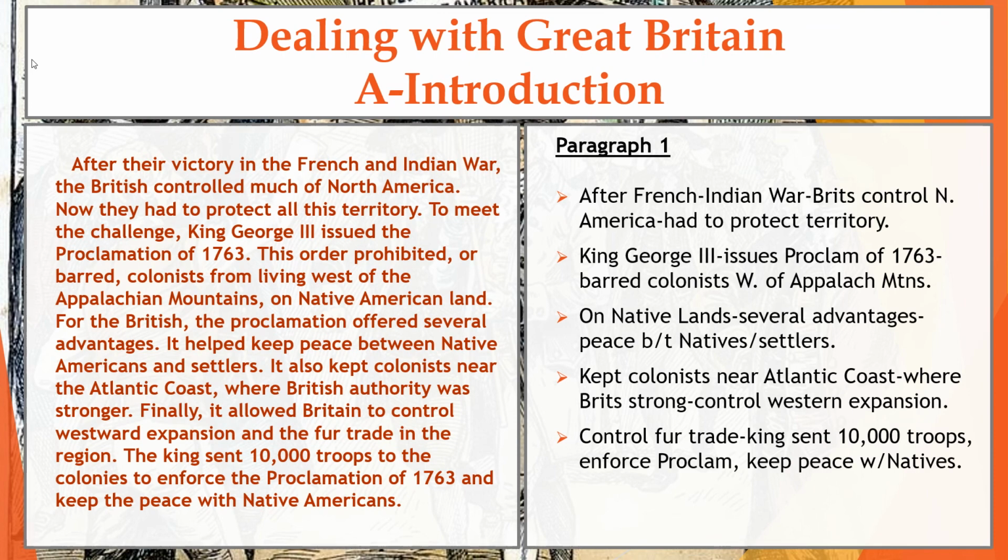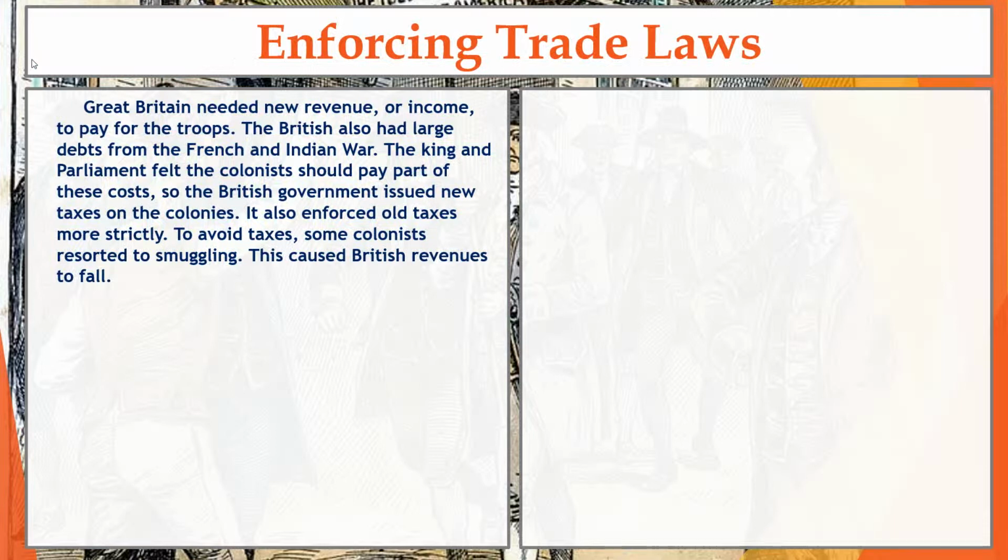So I'm still on the bottom, page 112, but I am going to move on to enforcing trade laws. Okay, so bottom of 112, and this paragraph actually goes up to the top of 113. Great Britain needed new revenue or income to pay for the troops. The British also had large debts from the French and Indian War. The King and Parliament felt the colonies should pay part of these costs. So the British government issued new taxes on the colonies. It also enforced old taxes more strictly. To avoid taxes, some colonists resorted to smuggling. This caused British revenues to fall. So I'll stop right there.